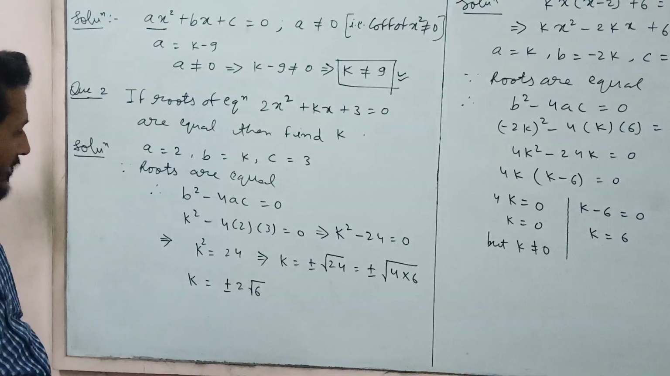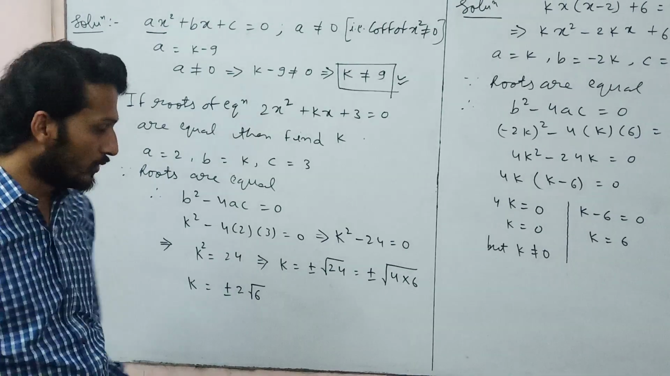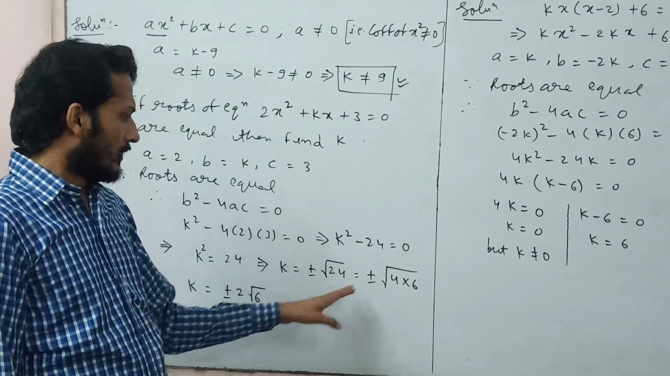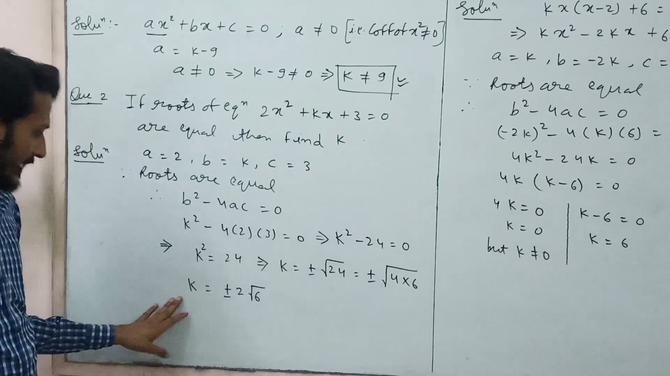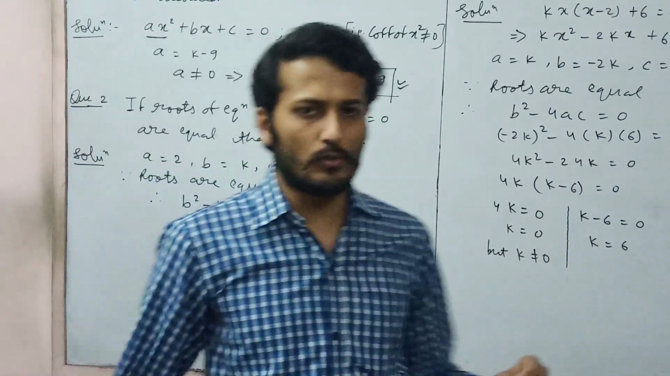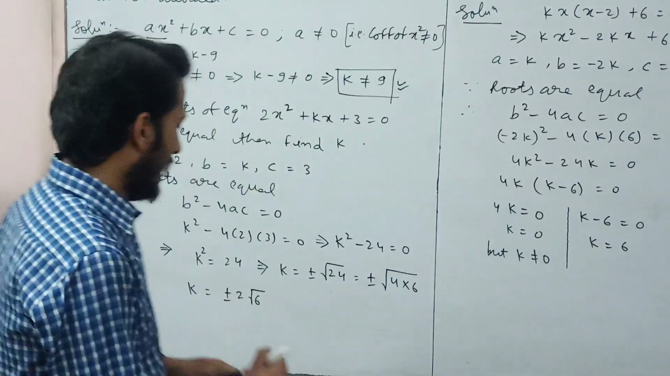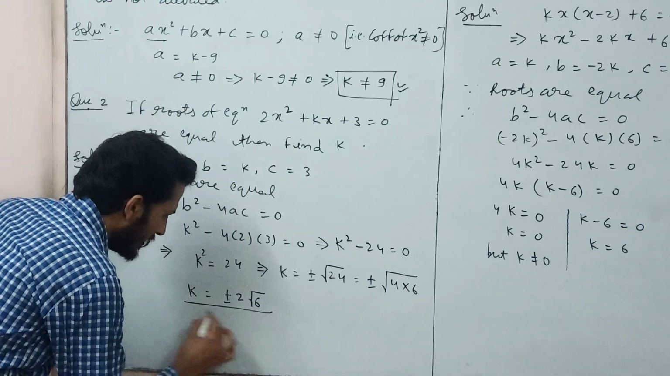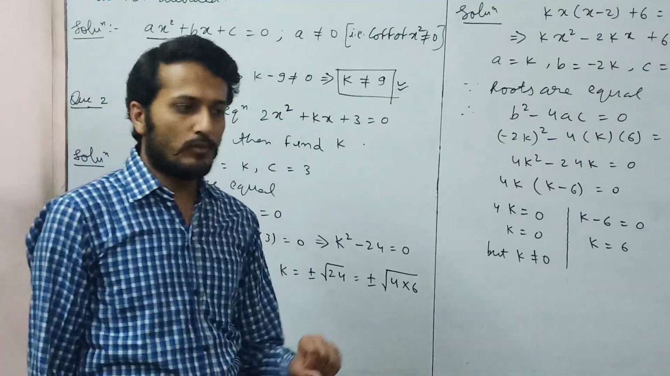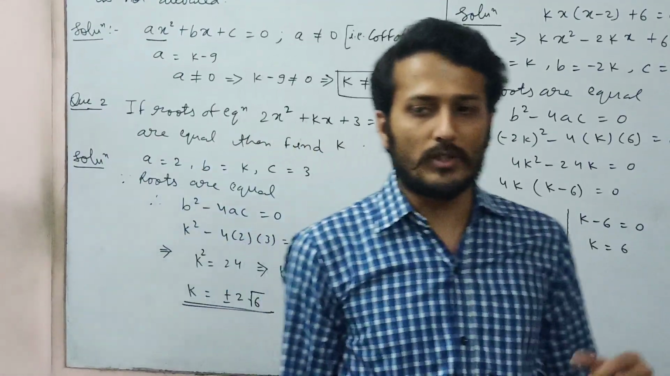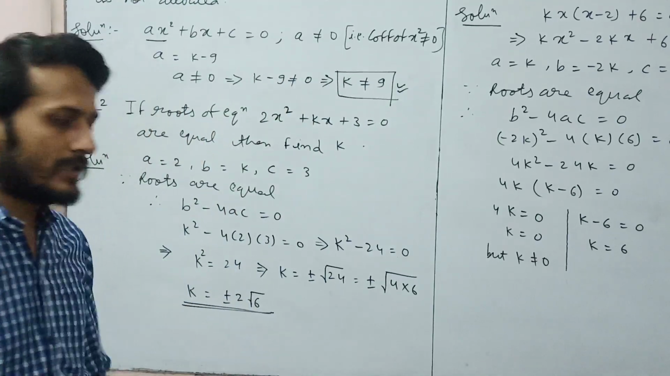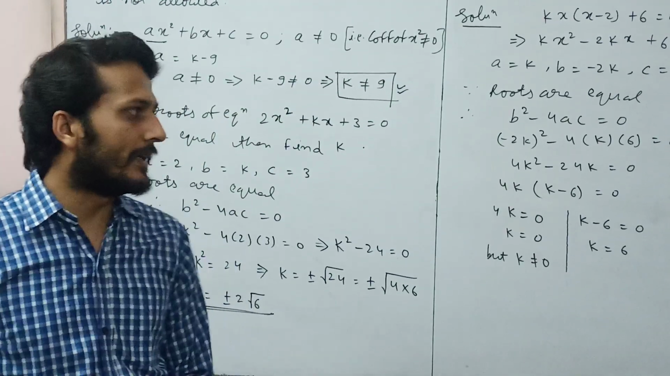Now to further solve this, we'll take under root. So k equals plus minus under root 24. And by simplifying it, we get k equals plus minus 2 root 6. Now here we need to note that while taking under root, sometimes students forget to mention the plus minus sign. We need to always mention positive and negative signs while taking under root. If we do not consider both the signs, then marks will be deducted.